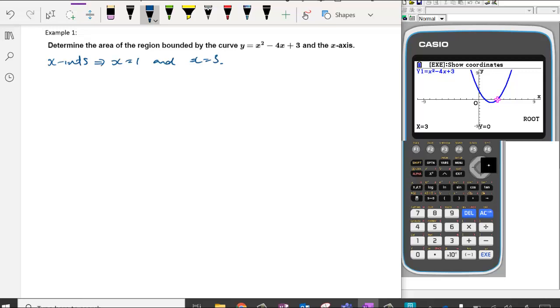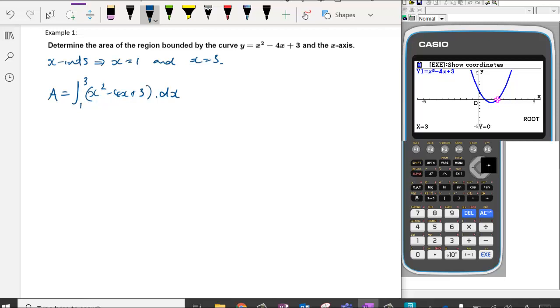So these determine our bounds. What we're really looking at then is the integral between 3 and 1 of our function x squared take 4x plus 3 with respect to x, and that's going to be our physical area bounded by the curve.